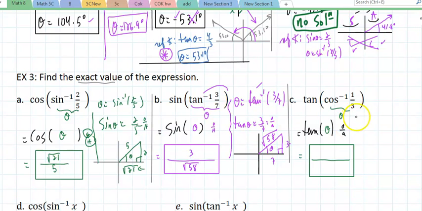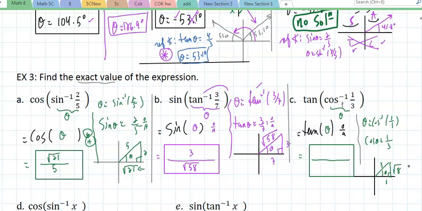I would go on the side and say, well, look, if I let theta equal the inverse cosine of 1/3, that means the cosine of theta is 1 over 3. My triangle looks like this. Adjacent over hypotenuse, the opposite is the square root of 9 minus 1, which is 8, 2 radical 2. Tan of theta would be the opposite over the adjacent. And I'm done. And there it is.